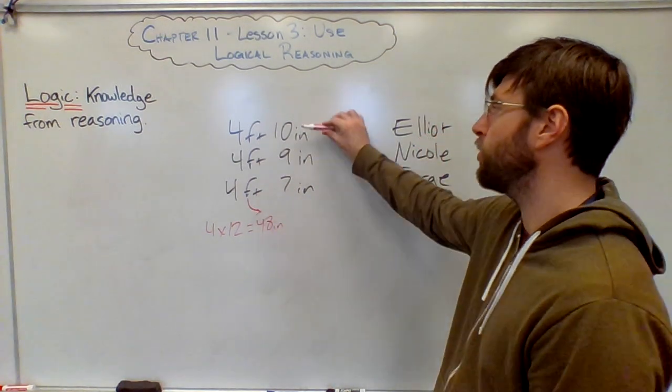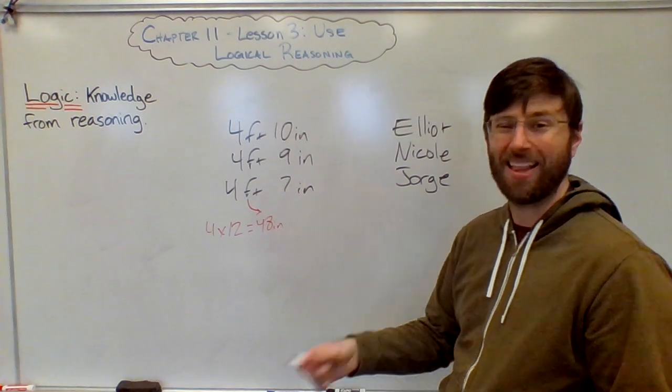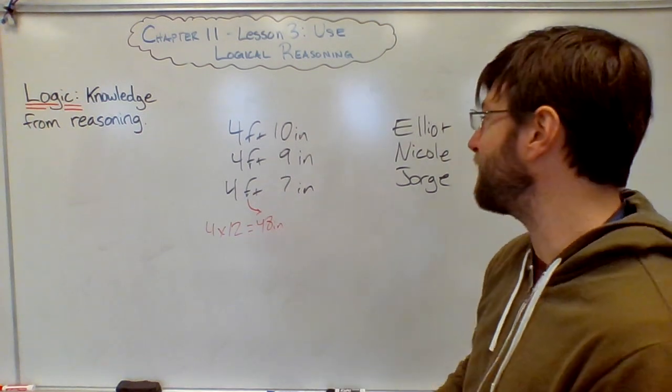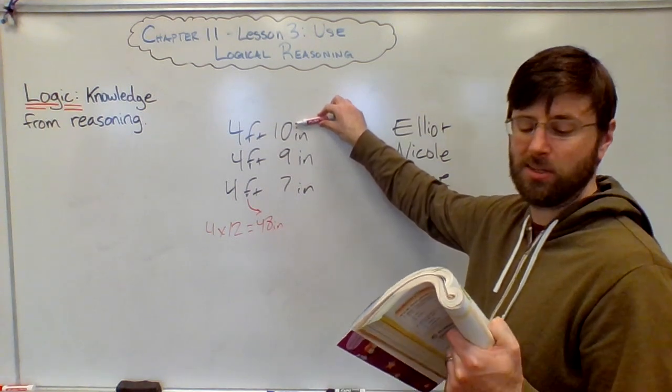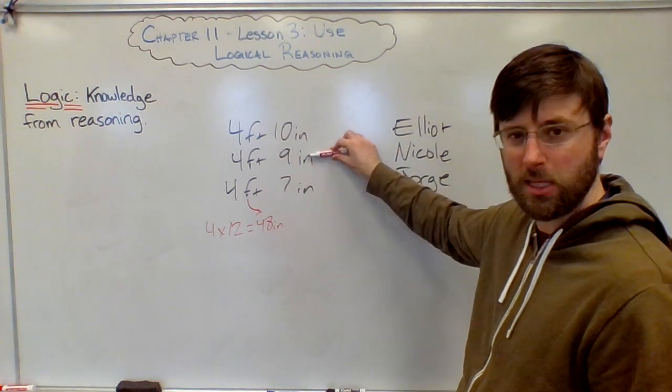And so I just need to think, well, which of these, when put together, will be Elliot's height? Again, Elliot is 57 inches tall. 48 plus 10 is 58. So that's just a little too tall. 1 inch less than that will be 57.